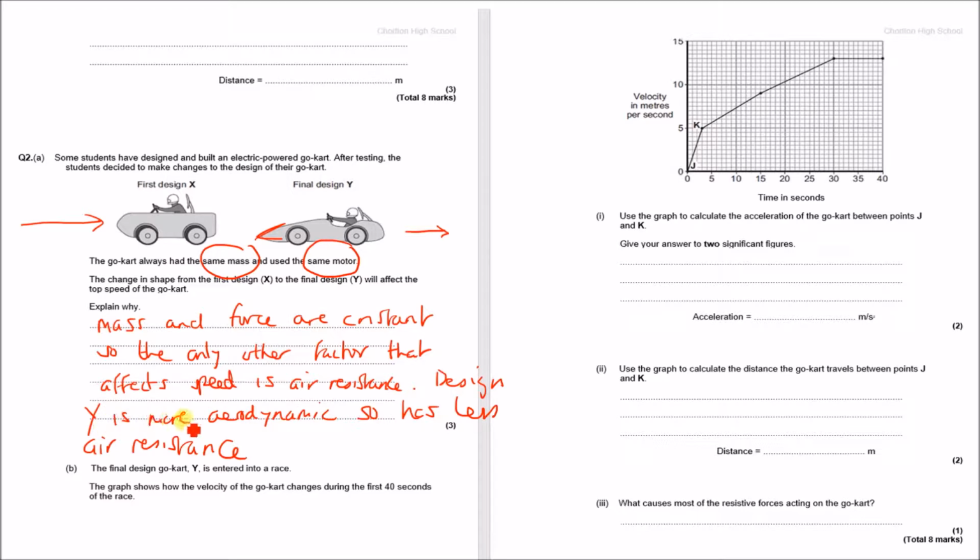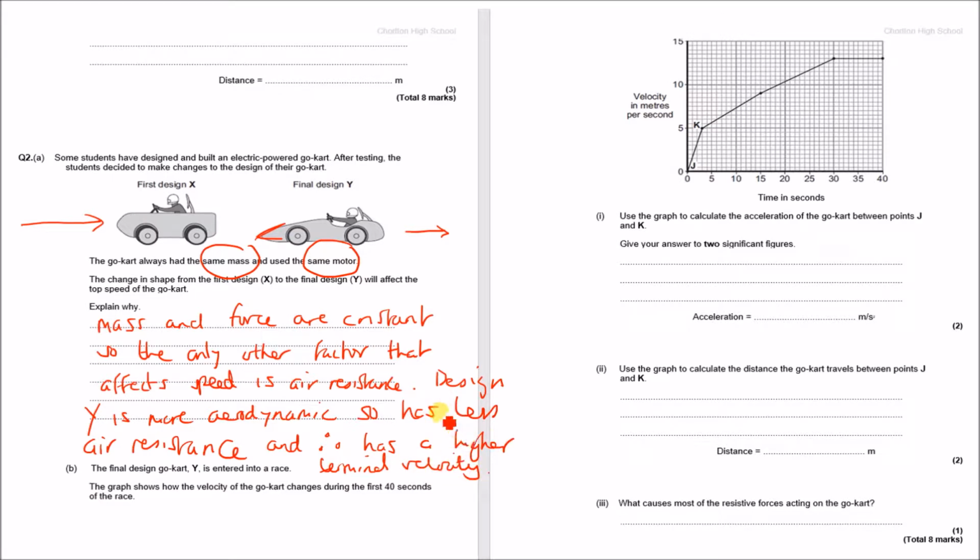So design Y is more aerodynamic, so has less air resistance, and therefore has a higher terminal velocity.